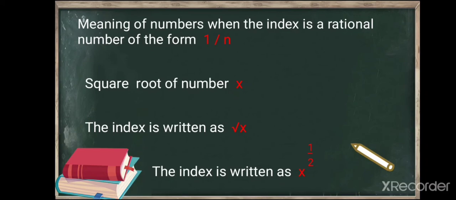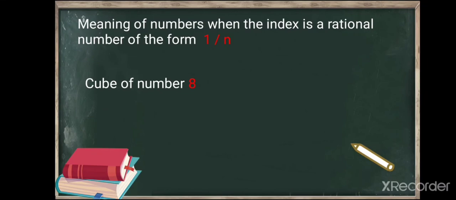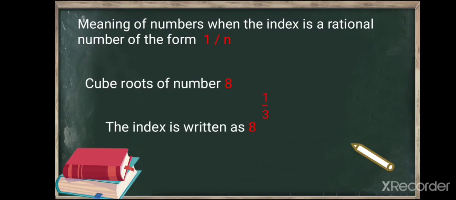Let's study for cube. Cube of number 8. Again we can convert it into index format, that is 8 raised to 3. Let us find out its cube root. So its cube root can be expressed as 1 upon 3. Otherwise we can express it by using the radical symbol also. By using the radical symbol, we can write down this index in the form of cube root of 8.